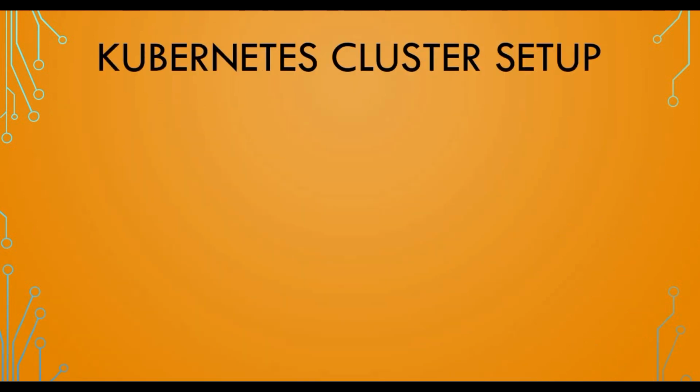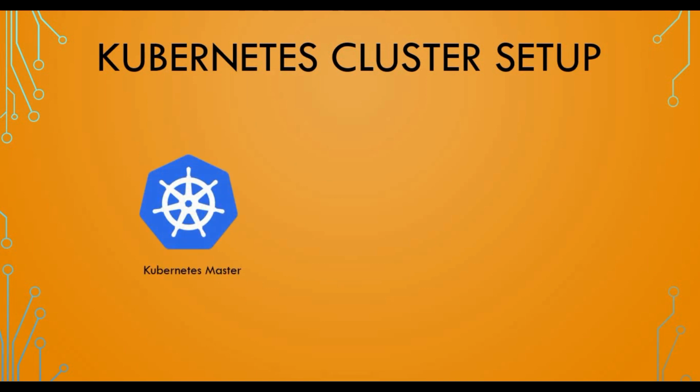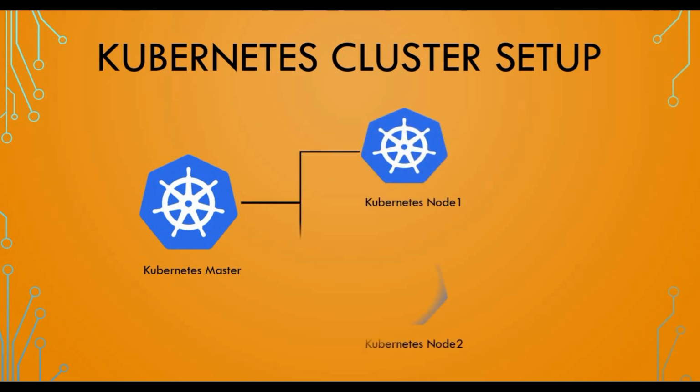In this setup of the Kubernetes cluster, we are going to have a Kubernetes master and also Kubernetes nodes. We'll have two worker nodes, worker node 1 and worker node 2. So that will be our setup, where we'll have 3 machines. One will act as the Kubernetes master, and the other 2 will act as worker nodes. We will see how to set up this kind of Kubernetes cluster in this tutorial.